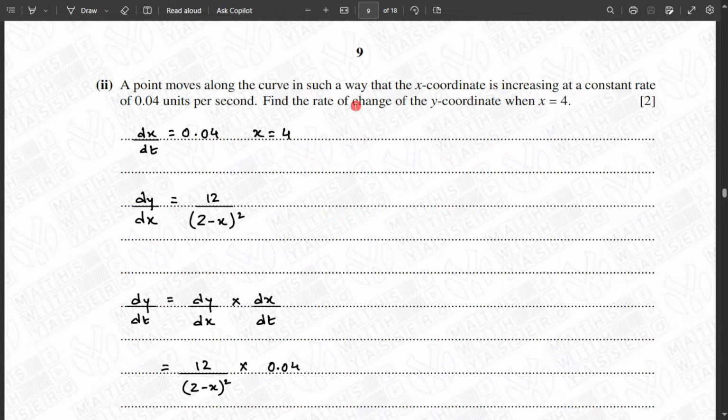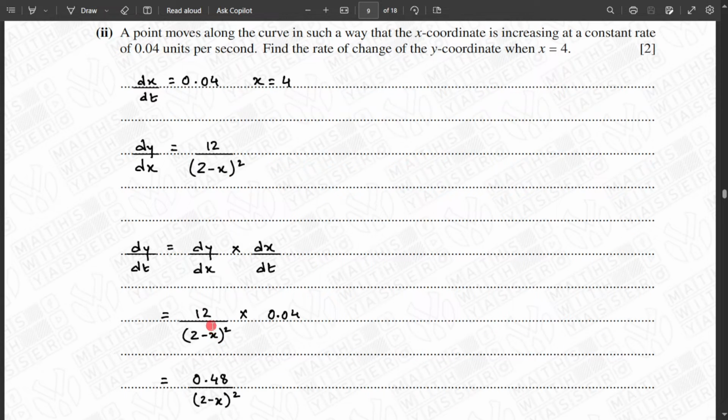What we need to find is the rate of change of y coordinate. That means we are required to find dy by dt. So let's first solve dy by dx, which we already know. Dy by dx is equal to 12 by (2 minus x) squared. So in order to find dy by dt, we can take the help from chain rule: dy by dt can also be written as dy by dx times dx by dt.